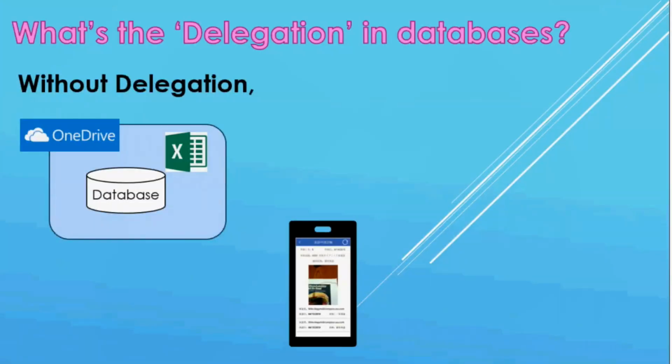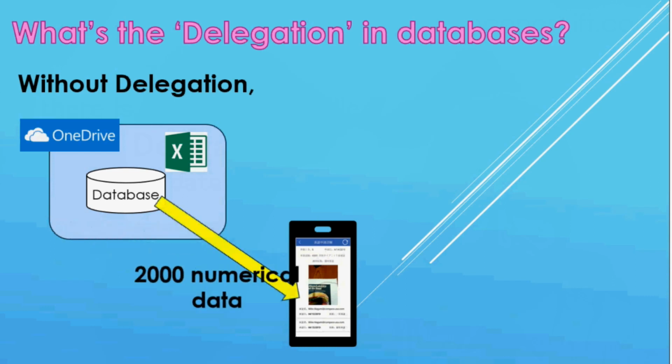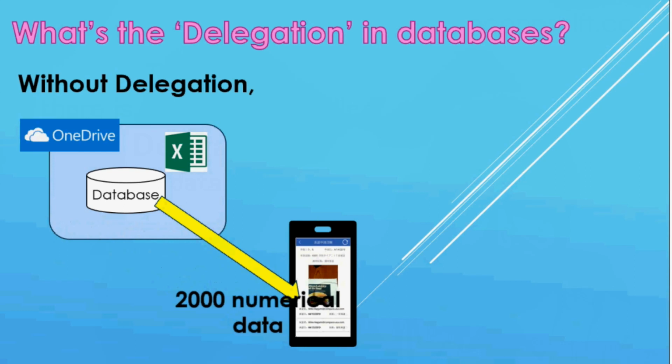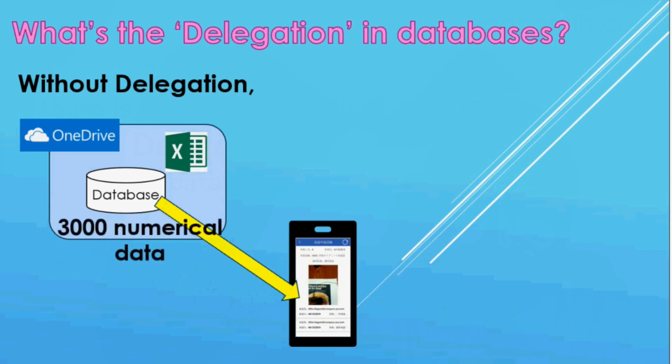For example, suppose that there are 2000 numerical data in the database and we want to calculate their total. Without delegation, all 2000 lines of data are brought to your device and your app calculates the total using the sum function. However, if there are more than 2000 lines, your app can access only the first 2000 lines and your calculated total will be not accurate.